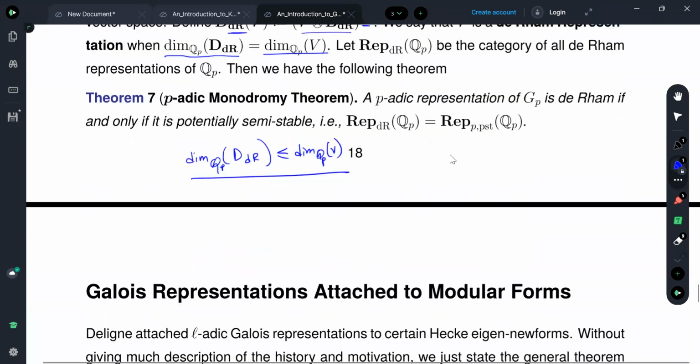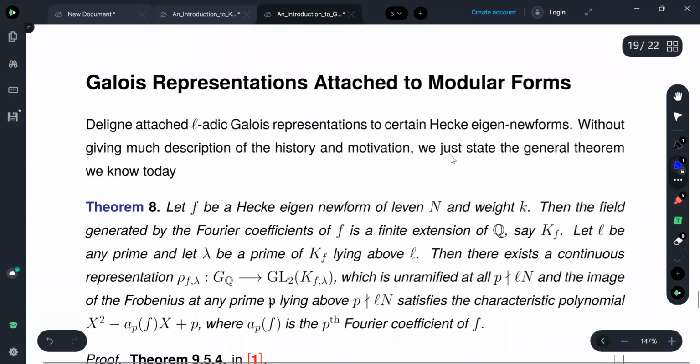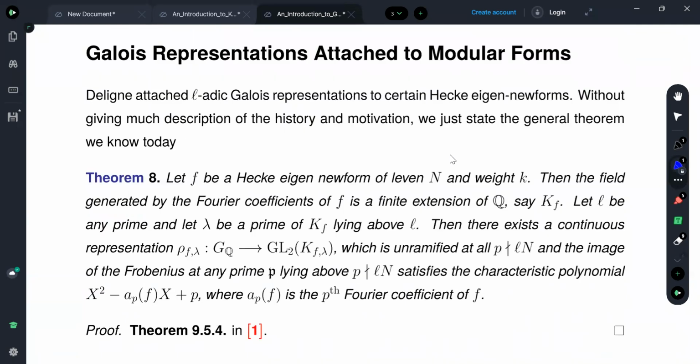Now, Galois representations attached to modular forms. We know that Deligne first attached a Galois representation to the very well-known modular form of Ramanujan, the delta function. After that, it was generalized, not to all modular forms, but to certain Hecke eigen newforms. Hecke eigenforms are modular forms which are also eigenvectors of all the Hecke operators.